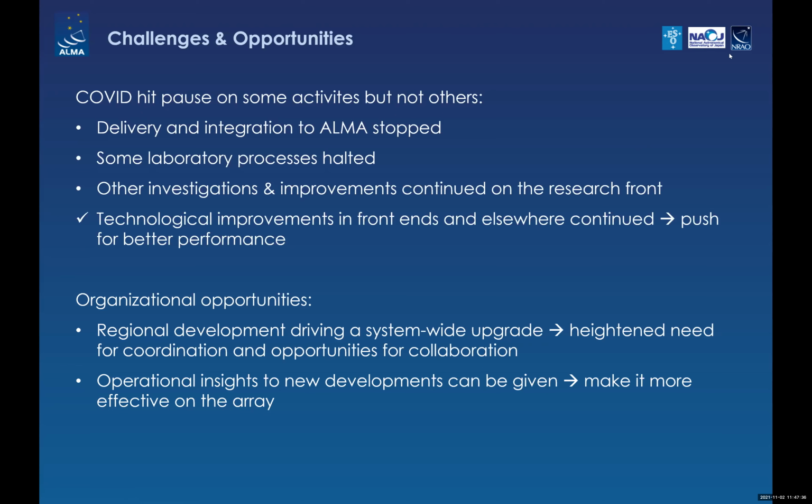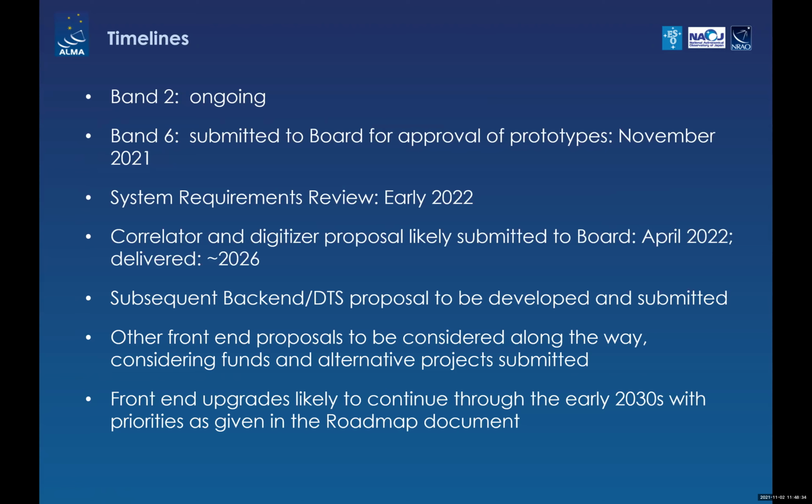So what are the timelines? This is all a very ambitious program. Band 2, that's ongoing today. As I said, Band 1, which is missing on this slide, is in delivery. Band 6 is before the board to be considered next week. We have a system requirements review, which is a bit backwards to the traditional way of doing it, but that was a decision that was set in place 5-6 years ago. We do need to do the system requirements review. That's planned for early 2022.